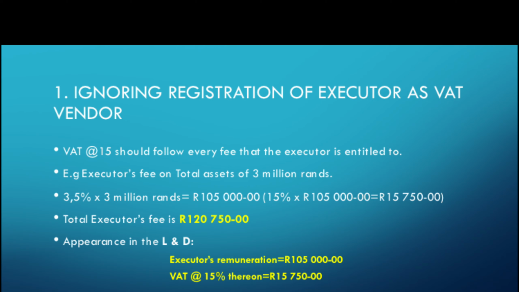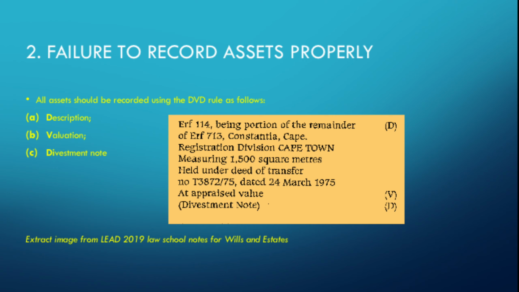Now, let's look at the appearance in the L&D. It will say executor's remuneration. In the box where you record your items, you will show 105,000 rands as the executor's remuneration, plus VAT at 15% thereon, which is 15,750. Where you record your amounts, you'll put the total of this amount. This is the mistake that most people make. While you are writing faster, you realize at a later stage that you did not calculate or add the VAT on the executor's fee, and then it will be too late. Let's go to the second mistake.